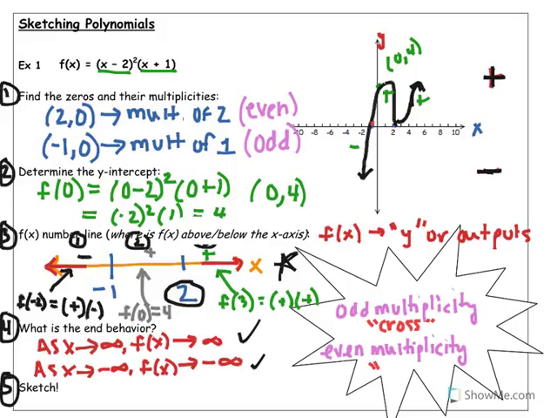And even multiplicities, like (2, 0), we like to say that they bounce. So they don't cross the x-axis, but they bounce off of the x-axis and head back up in the same direction. And in the next example, I'll show you how you can use this idea of odd and even multiplicities to create that f of x number line.